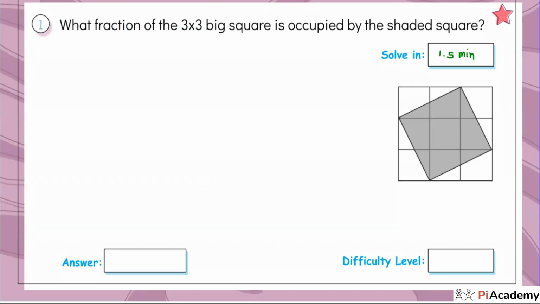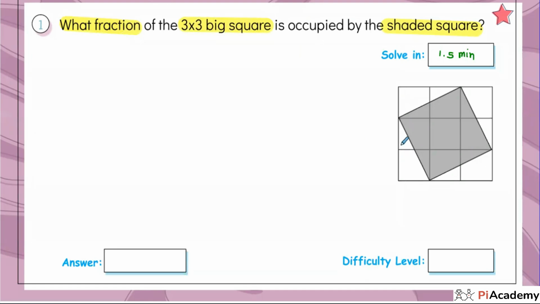So what fraction? They are asking about what fraction. Okay, so ultimately you have to mark this word because they are asking you to tell them the fraction. So your answer must be in a fraction. And another thing they're asking is the fraction for the shaded square. And the bigger square is 3 by 3, right? Okay, so let's start solving this question.